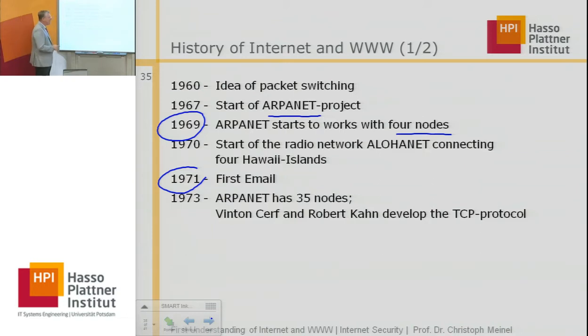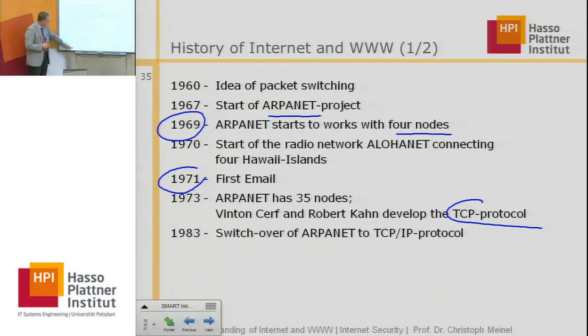And in that time, Winston Cerf and Robert Kahn developed the TCP protocol, which is nowadays one of the bases of the internet. By the way, both Winston Cerf as well as Robert Kahn are fellows of the HPI. They visited us at conferences, and both became famous because they were involved in the development of the TCP protocol. In this sense, they are something like the inventors of the internet.